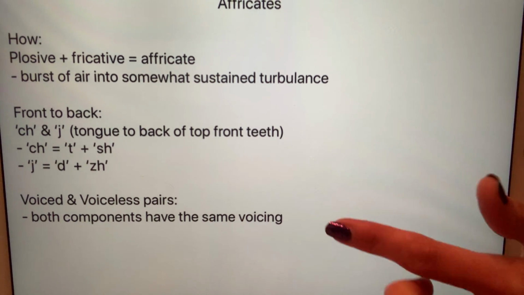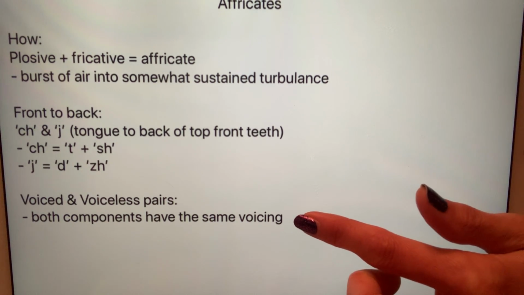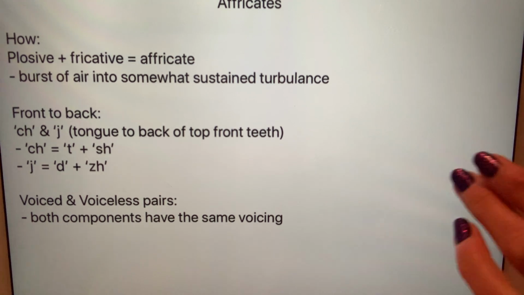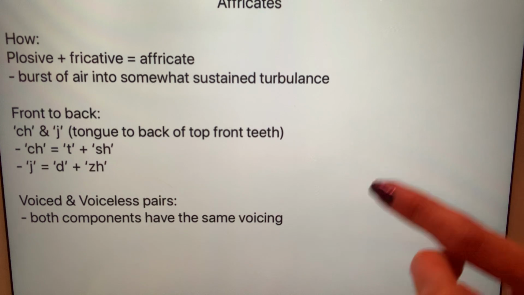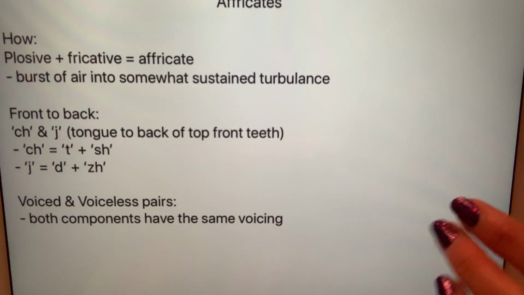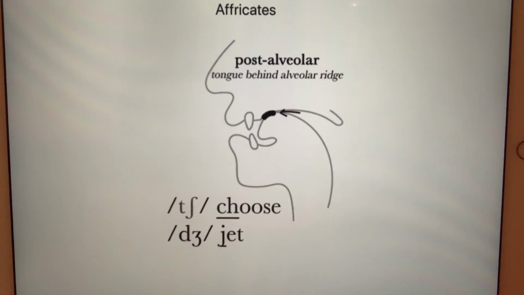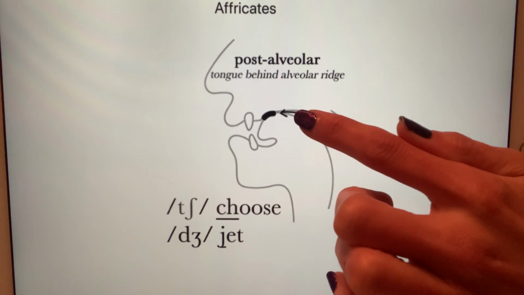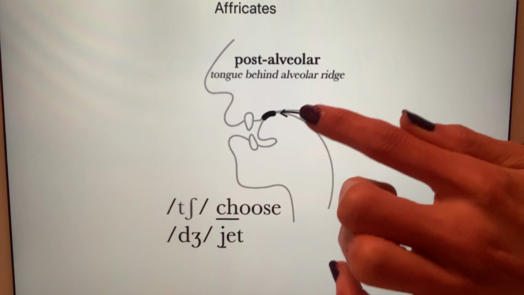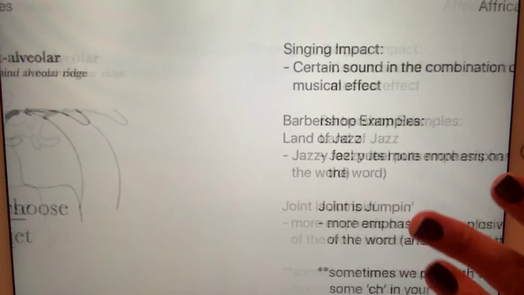Both counterparts in an affricate have the same voicing pattern. So it's a T and a sh, both voiceless, or a D and a j, both voiced. And this is where affricates are made, right there. They move from the alveolar ridge and then they move to the palatal placement.